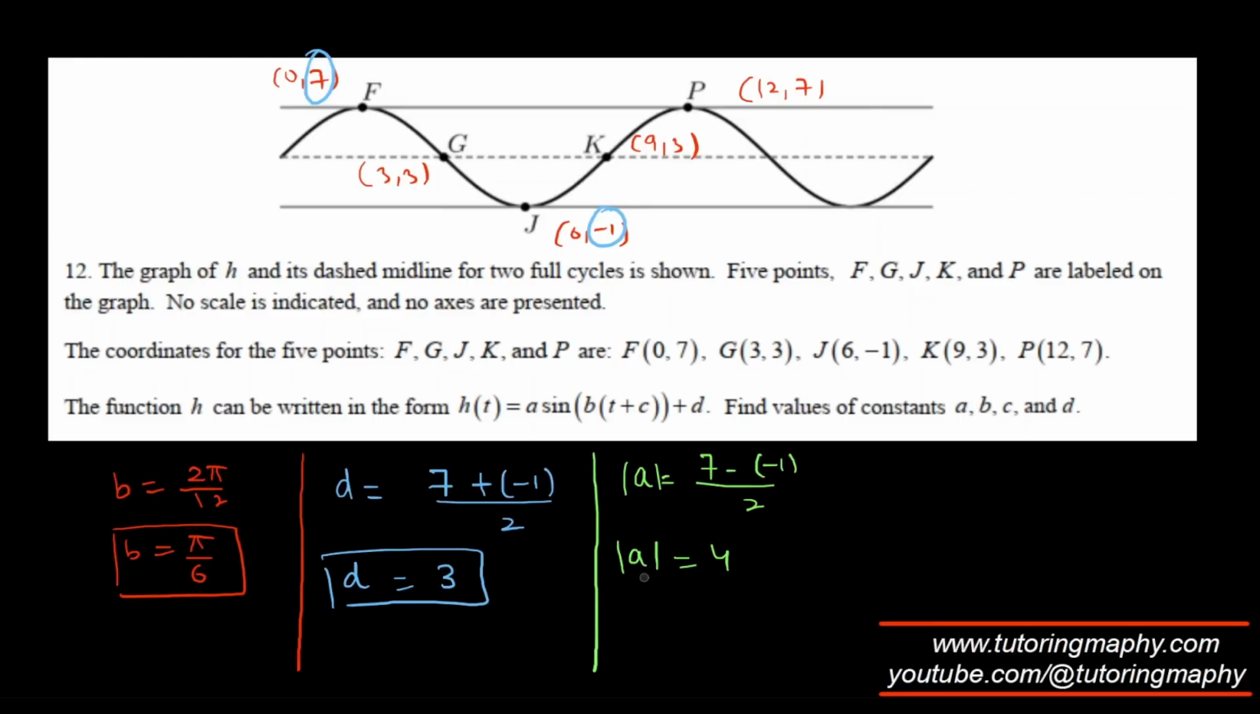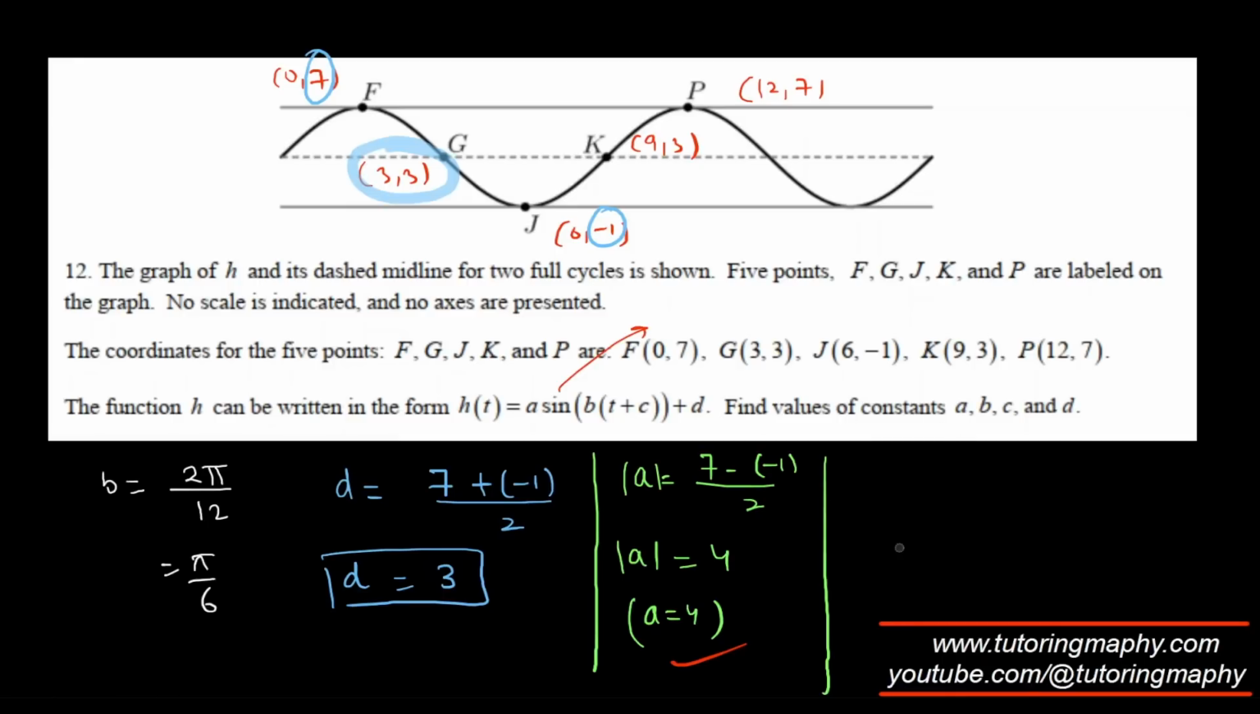So A can be plus 4 or minus 4. Both are allowed, and according to that, we need to choose the value of C. Let's take A as 4, because A can be minus 4 as well. If you change A to minus 4, C will come accordingly. If you change A to 4, then C will come accordingly. So there will be two answers. We just need one answer, so I'm just taking A as 4. Right, so assuming that we take A as 4, we will have the equation of H as 4 sine of pi over 6 t plus c, plus 3. And now we can just put the initial point and figure out what is the value of c accordingly.